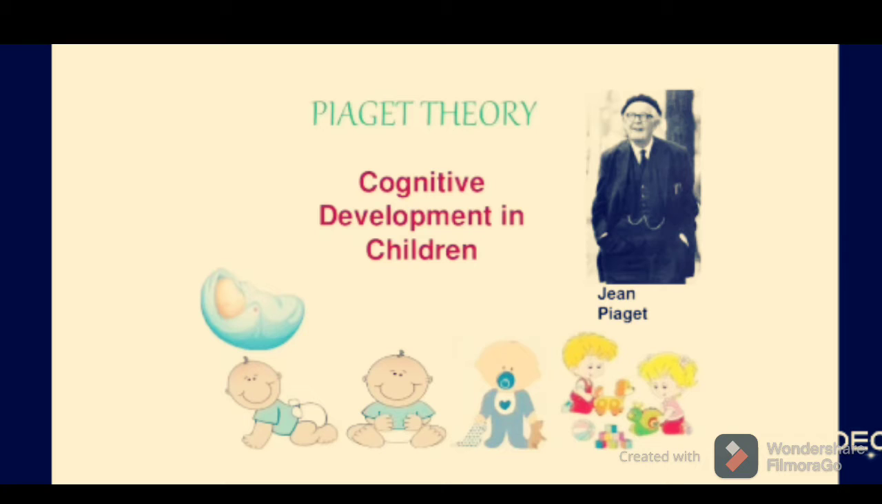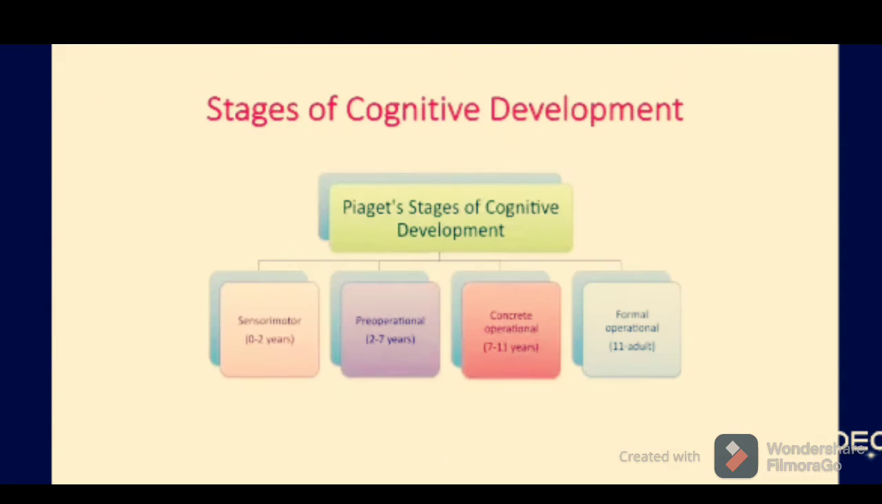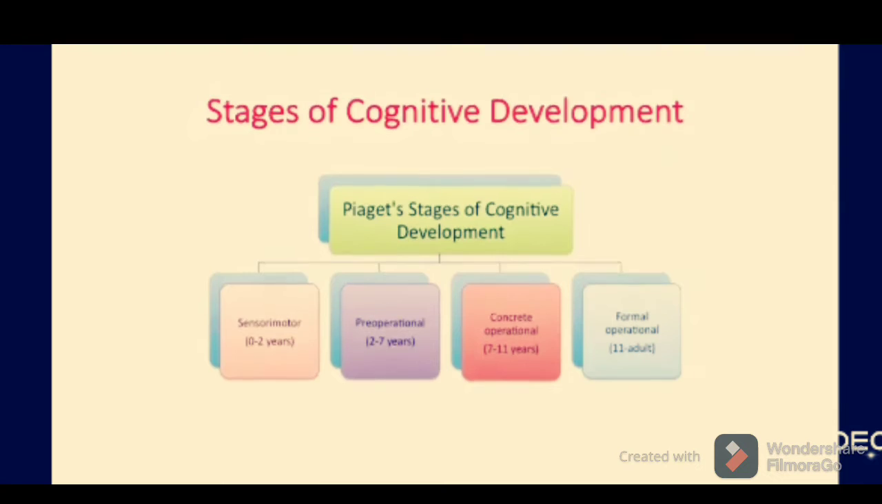Piaget observed children closely and proposed that cognition development passes through 4 distinct stages from birth through the end of adolescence. He called them the sensorimotor stage, pre-operational stage, concrete operational stage, and formal operational stage. Let us see these stages one by one.